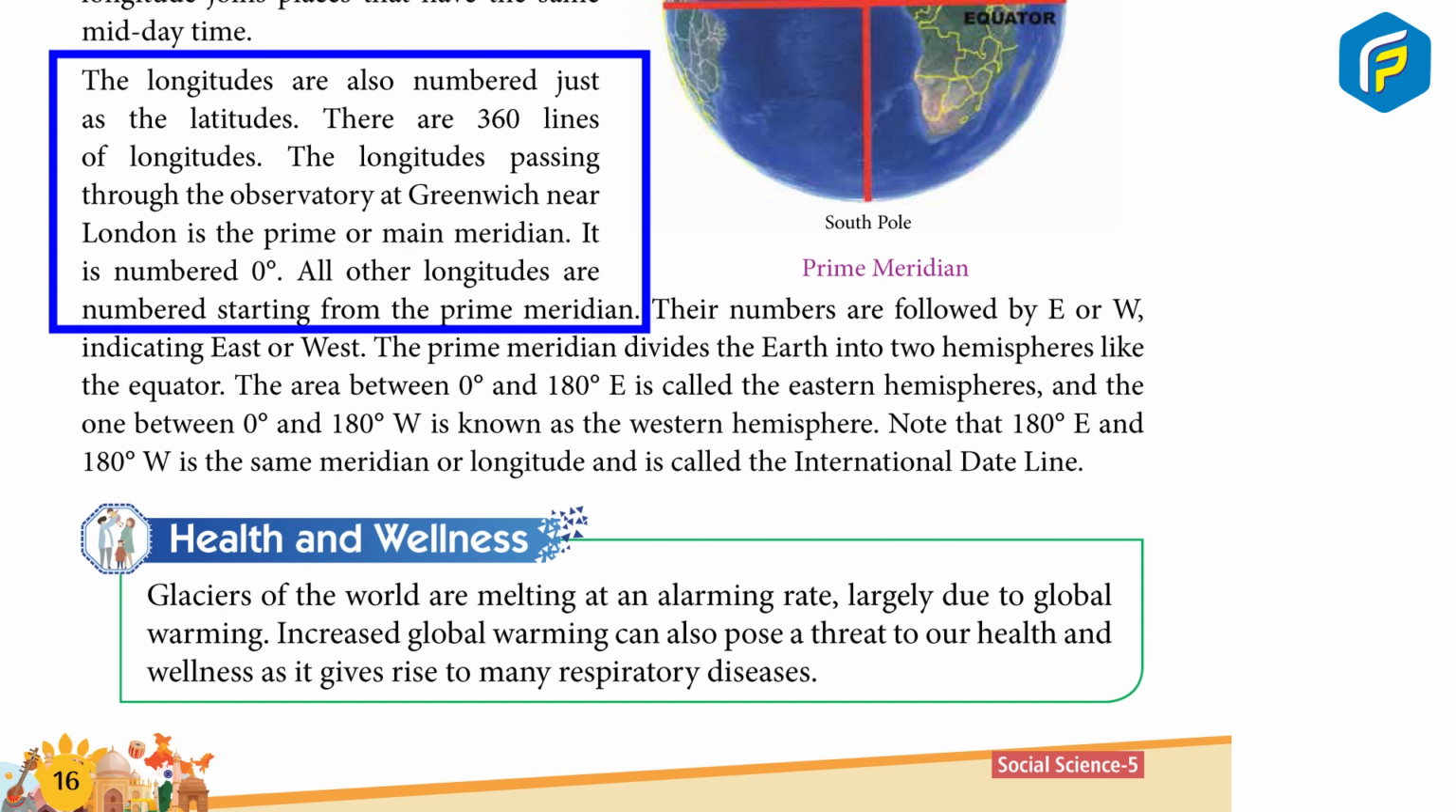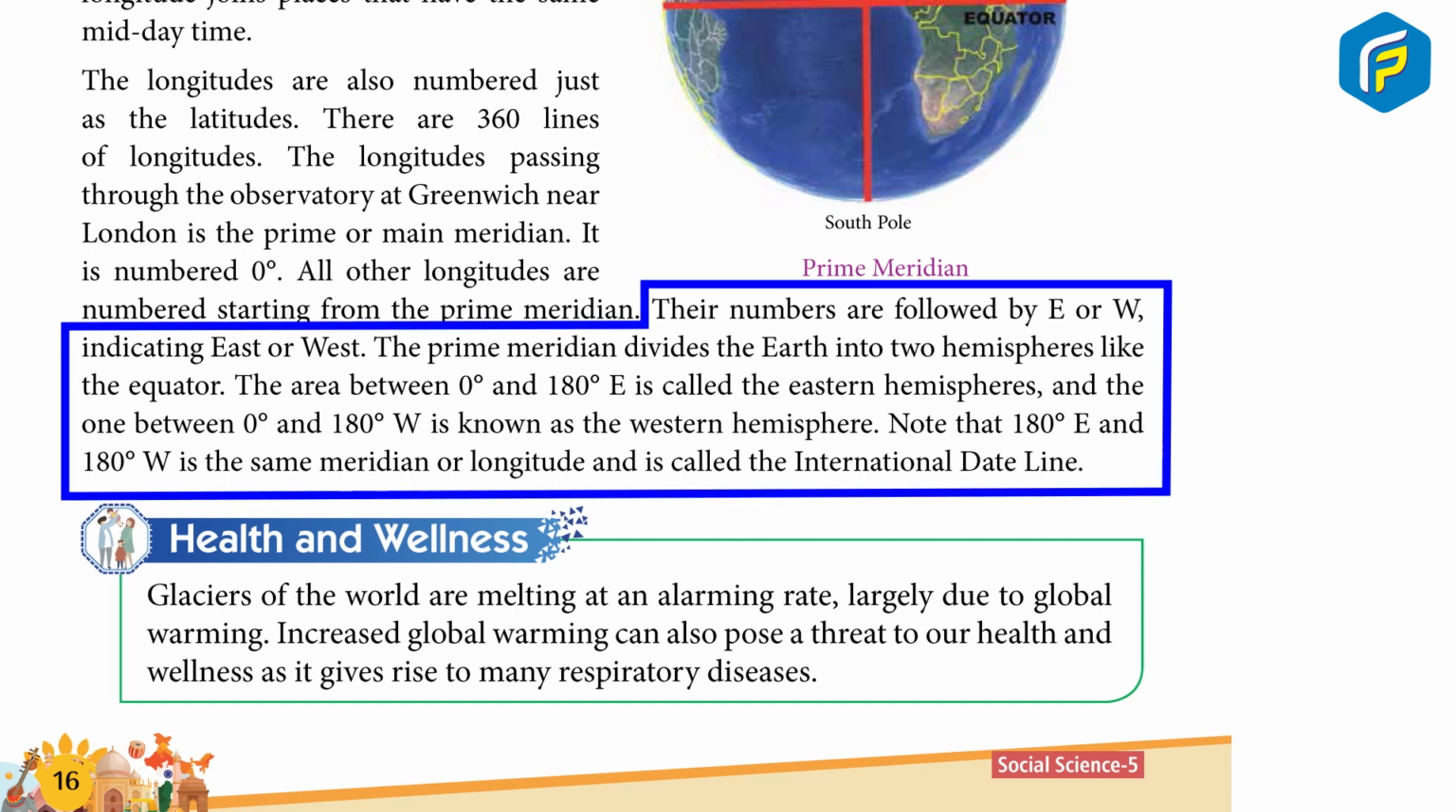The longitude passing through the observatory of Greenwich near London is the prime or main meridian. It is numbered 0 degree. All other longitudes are numbered starting from the prime meridian. Their numbers are followed by E or W, indicating east or west. The prime meridian divides the earth into two hemispheres like the equator. The area between 0 degree and 180 degree east is called the eastern hemisphere, and the one between 0 degree and 180 degree west is known as the western hemisphere.